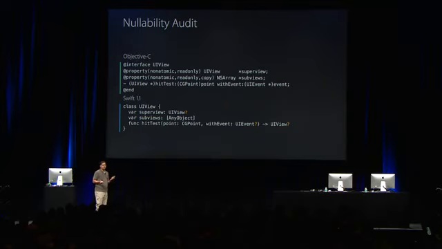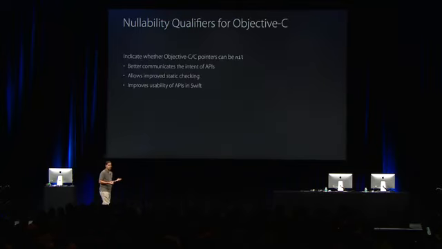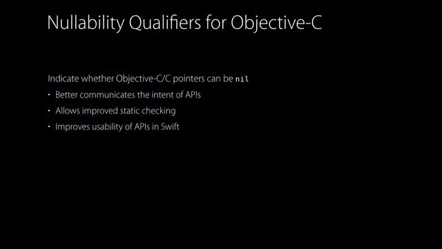It's not something you could do. So with Xcode 6.3, we introduced nullability qualifiers for Objective-C. So a nullability qualifier is something you can add to a C or Objective-C pointer to state whether it accepts nil or not. Of course, this better communicates what your API actually does. Does it accept nil? Does that make sense for it? It helps our tools do better static checking to catch bugs before they manifest at runtime, and it makes the Swift experience so much better with your Objective-C APIs.